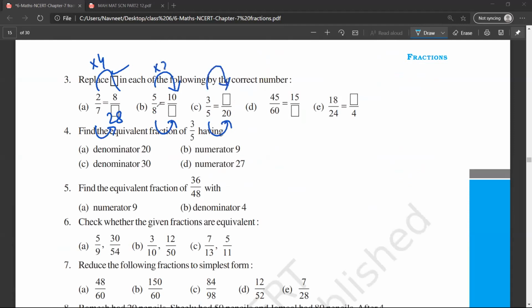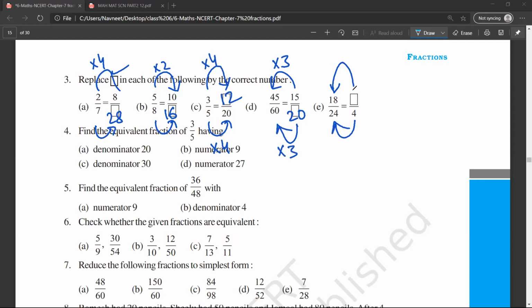So 8 2s are 16. Perfect. What should I write here? 12 by 20. So 5 4s are 20. So 3 4s are 12. Perfect. What should I write here? 15 by 20. 15 3s are 45. So something multiplied by 3 should be equal to 60. So it should be 20. Is there any confusion? No, sir.